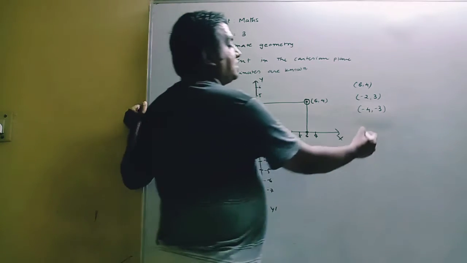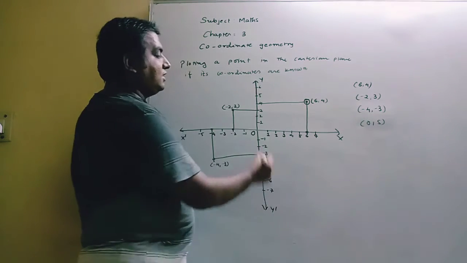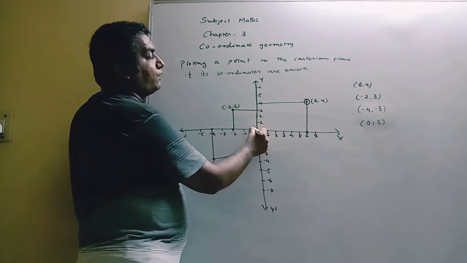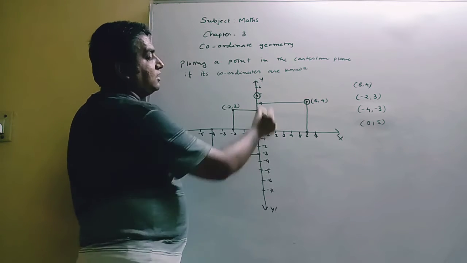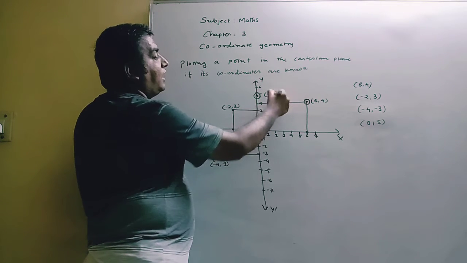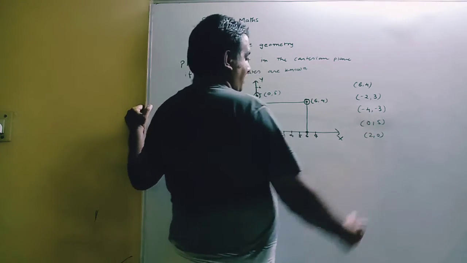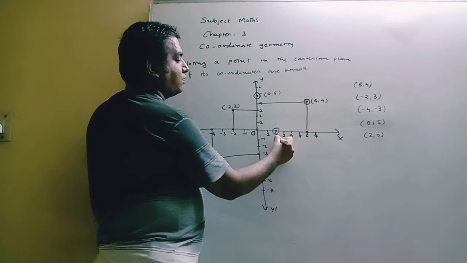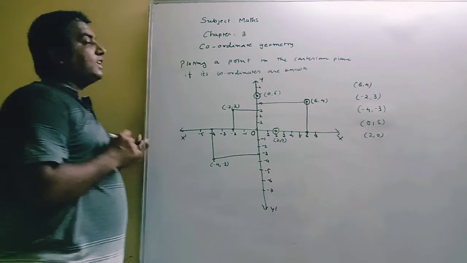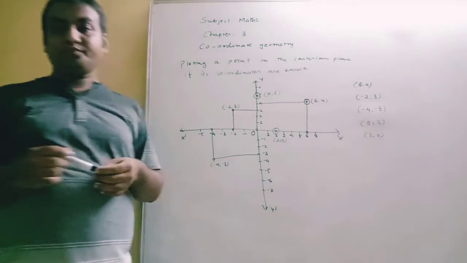Now suppose it is given 0, 5. So x coordinate 0 is here and y is 5 in the positive direction. So 0, 5 is the point. And suppose you want to mark 2, 0. Then x is 2 and y is 0, so this point will be 2, 0. So like this we can mark the points in the Cartesian plane.